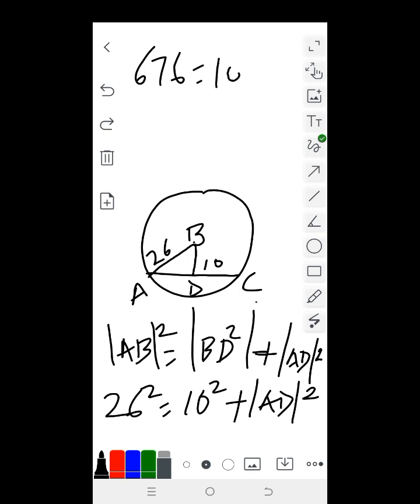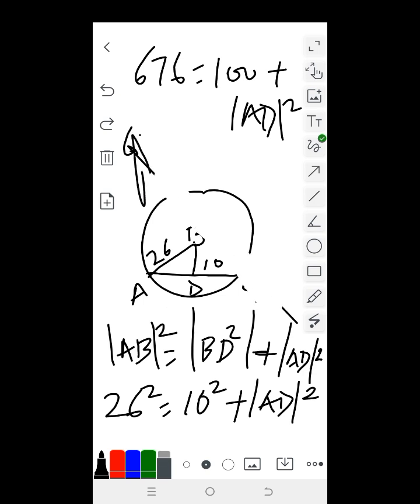So as far as this theorem is concerned, if you're not very conversant or familiar with the Pythagoras rule, please go back and check. You can check videos that will be dropped later. So 26 square is 676, and 10 square, that is 10 times 10, is 100 plus AD square.